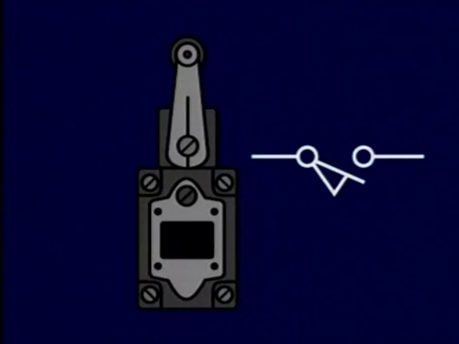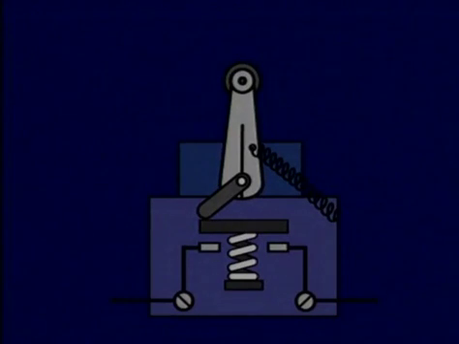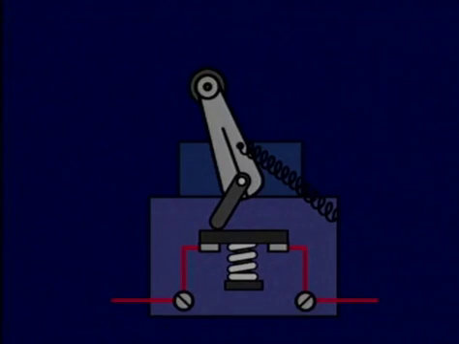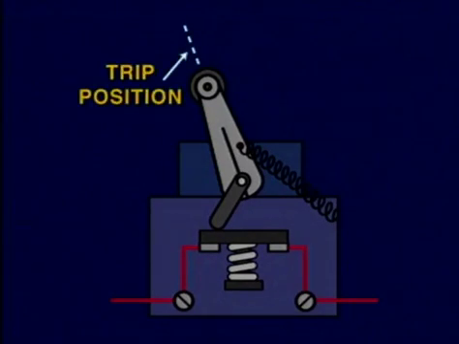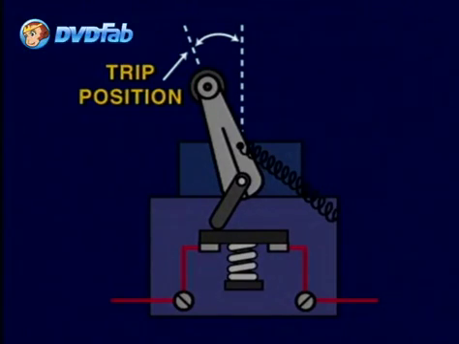Let's take a roller-type lever and see the actuation of a normally open limit switch. At the rest position, the lever does not actuate the contacts of the switch. When the lever is traveled to the point of tripping, the contacts will close. This distance, from rest to the start of tripping, is the pre-travel distance, or sometimes called the trip travel.